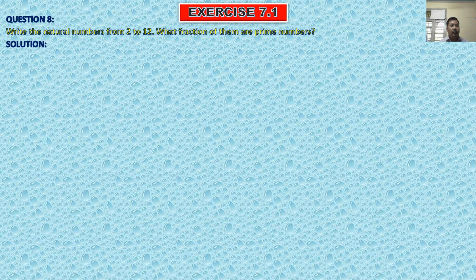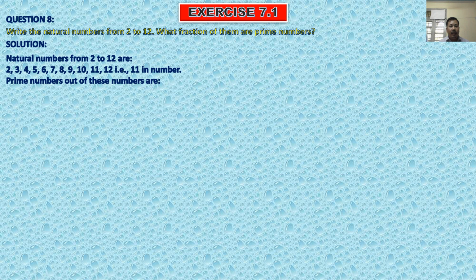The solution will start like this. Natural numbers from 2 to 12 are 2, 3, 4, 5, 6, 7, 8, 9, 10, 11, 12, and there are altogether 11 numbers. Out of these 11 numbers, how many prime numbers are there? The prime numbers are 2, 3, 5, 7, 11, so altogether 5 prime numbers are there from 2 to 12. Then how can we represent this in terms of a fraction? The required fraction is 5 by 11.